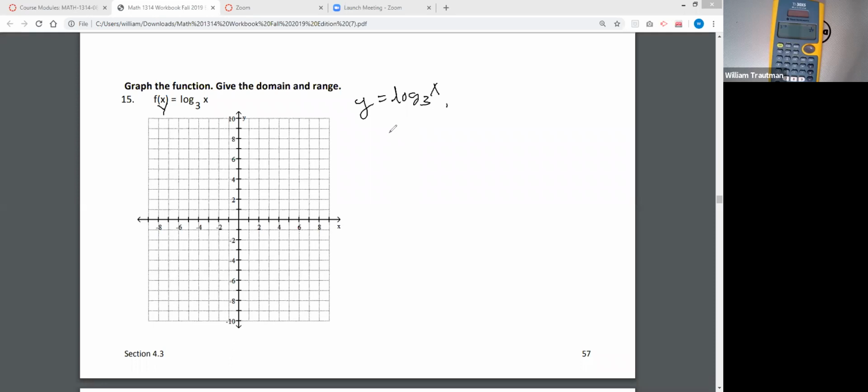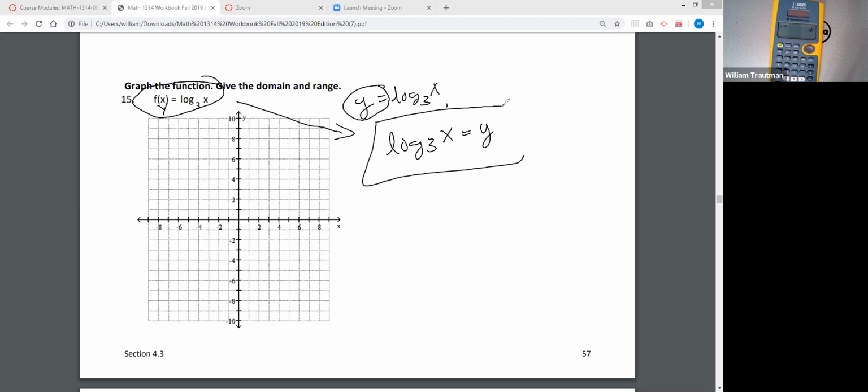Now, I'm going to change the y to the other side. It says y equals this. Let's have log base 3 of x equals y. Okay? I think it's easier to read this way. So this is the same thing as this. I just took the f of x or the y to the other side because this is our form. This is log form, and I want to change it to exponential form.